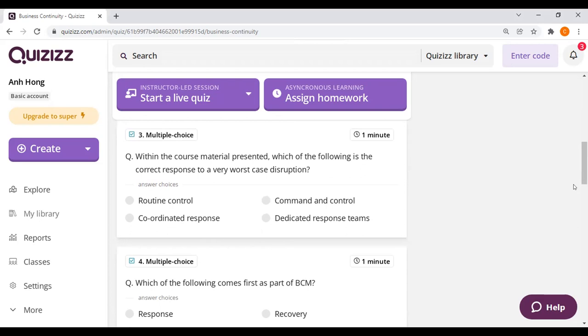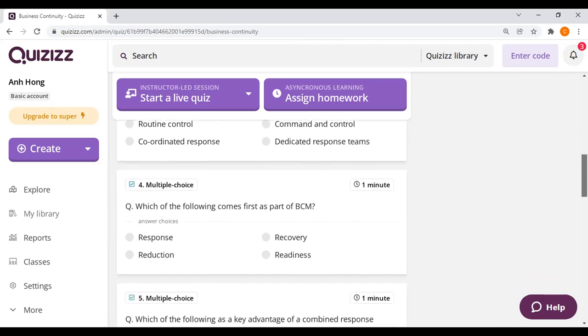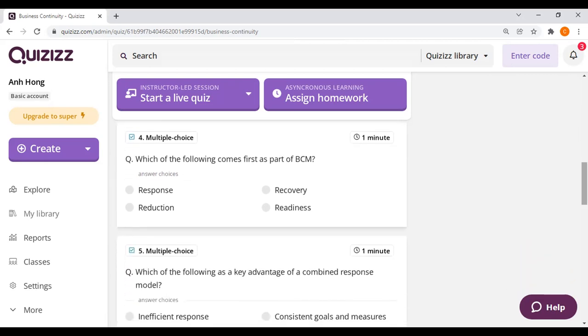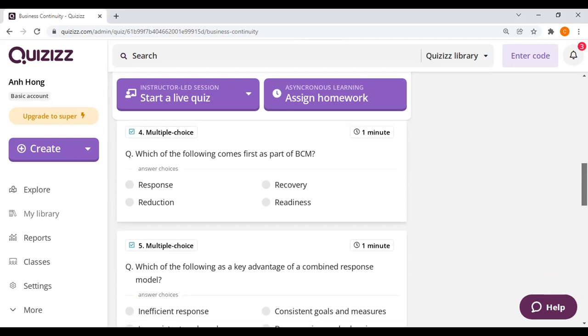Question three, within the course material presented, which of the following is a correct response to the very worst case disruption? So if you recall, I suggested there's four levels of response, and at the top, a red at the top, I called it one of these four. So which one was it? The very worst case at the top, a rare but really significant event. So that's question three. Question four, which of the following comes first as part of business continuity management? So this was four R's. Which comes first? Is it response? Is it recovery? Is it readiness or is it reduction?